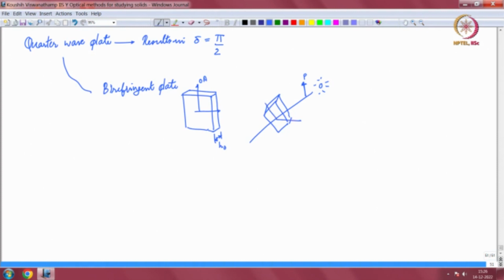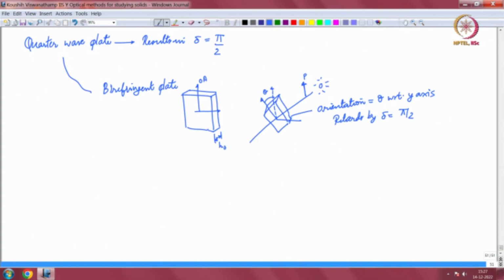So your direction with respect to let us say the y axis is theta. Okay. So this orientation and it retards by delta equals pi by 2. Okay, that is what a quarter wave plate does.